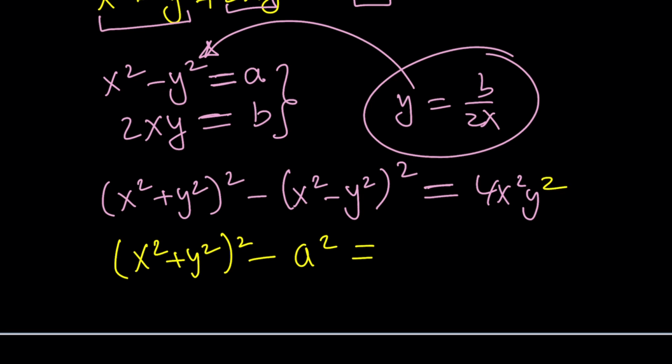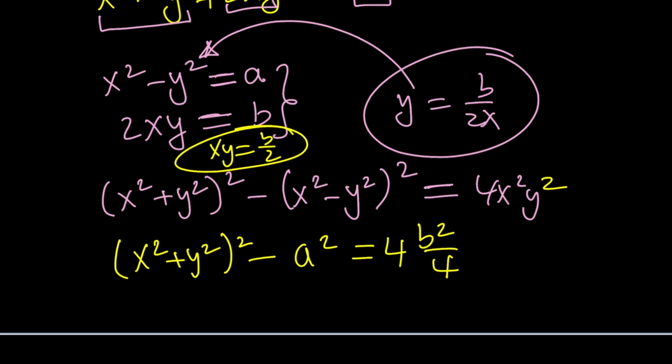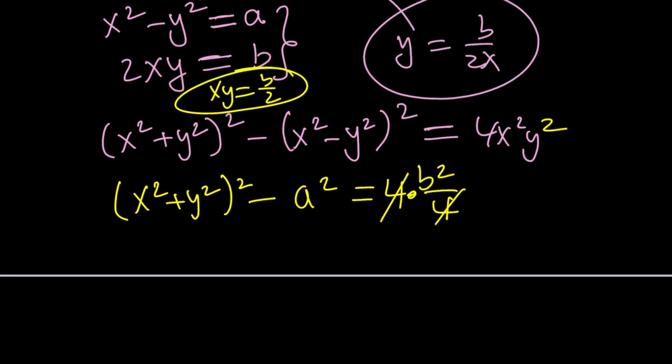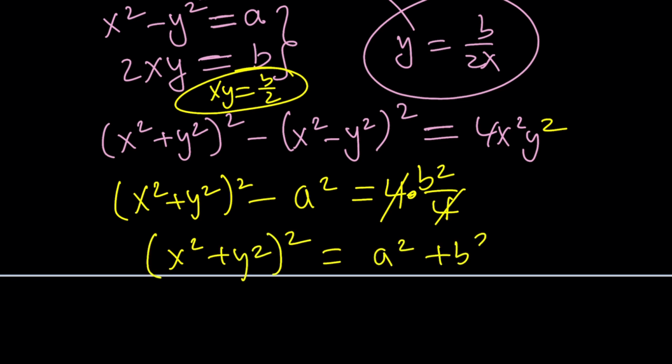So xy is b over 2. If you square that, you get b squared over 4, but then you have to multiply by 4, which cancels out. Houston, we have a solution. x squared plus y squared equals a squared plus b squared. This is awesome. You know why?